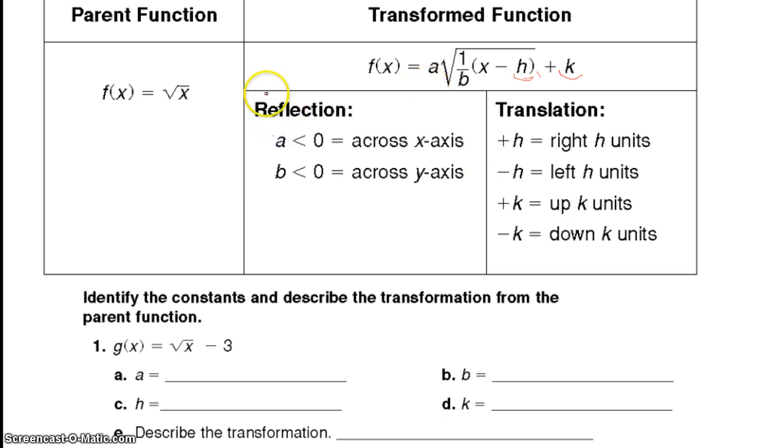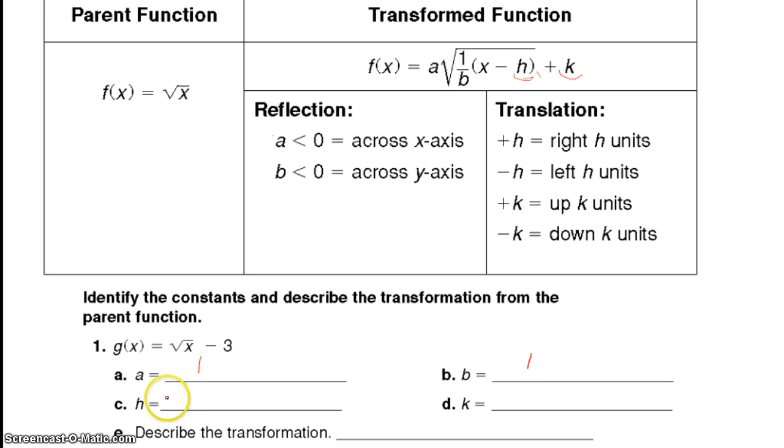Alright, so what we're going to do is identify the constants and describe the transformation from the parent function. So first thing we're going to do is look for our a. We look outside of the radical, and we don't see it, so we know that it is just a 1. Because if it was 0, we wouldn't have anything. Then let's look, what is our b? So we look inside. Again, we don't see it, so it's the coefficient of the x, which again is just 1.